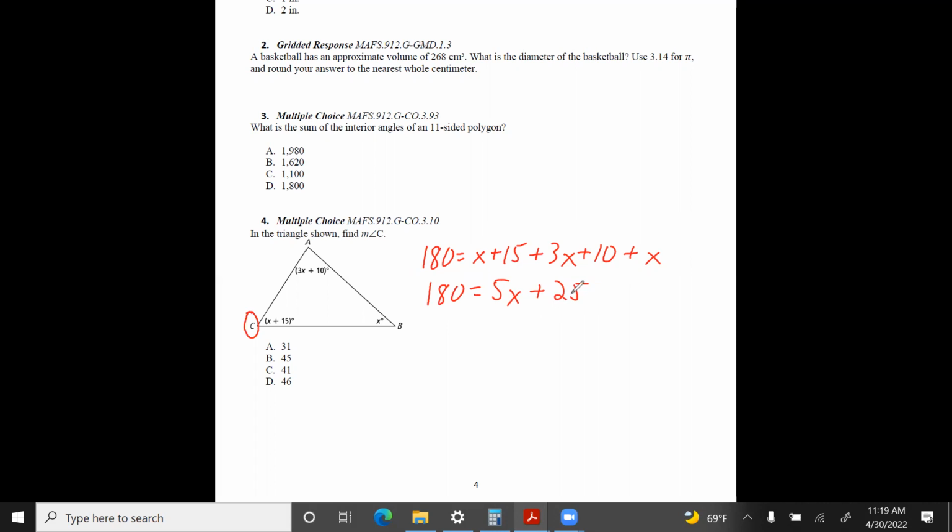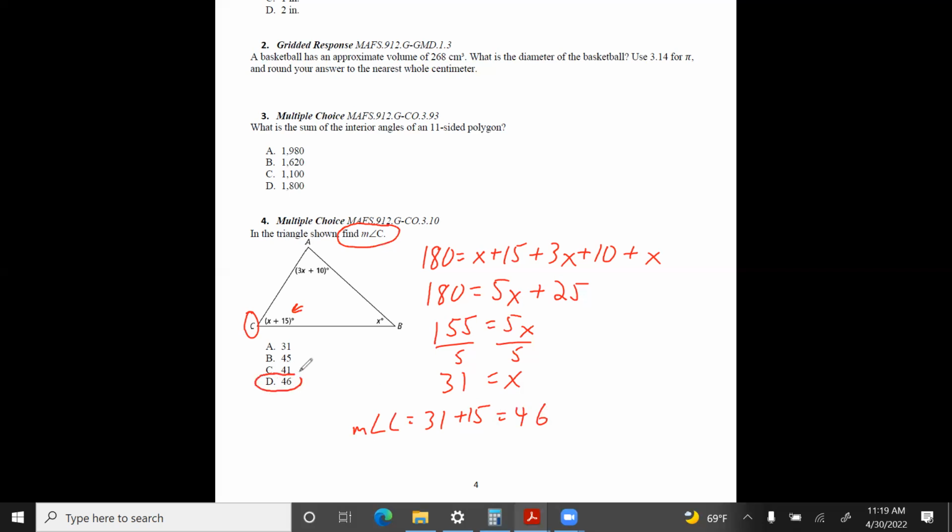We need to get these other things over to the other side. So subtract off the 25. That's going to leave us with 155 equals 5x. Finally, get rid of the 5 by dividing it. When we divide by 5, we end up with 31. Now, this is our x value. We were asked to find the measure of angle C, so we still have to plug back in to that equation. So 31 plus 15, again, this is the measure of angle C, is going to be 46.